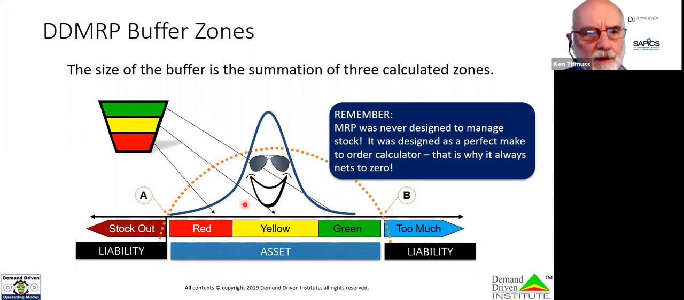And I think we just need to remember that MRP was never designed to manage stock. It was designed as a perfect make-to-order calculator. And that is why it always nets to zero. And because it netted to zero all the time and we were out of stock, people started adding safety stock into MRP. MRP never originally had safety stock in it. People have added that in there because when things go wrong, they had no way of catching up.